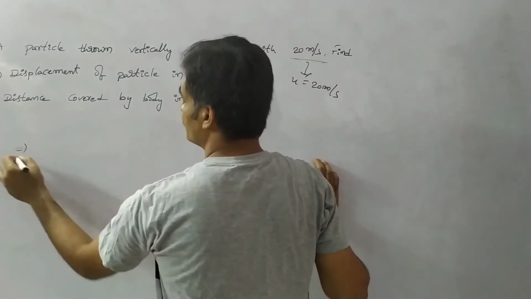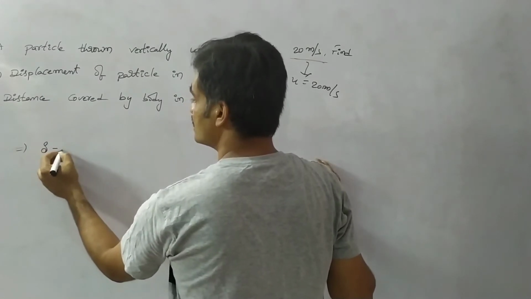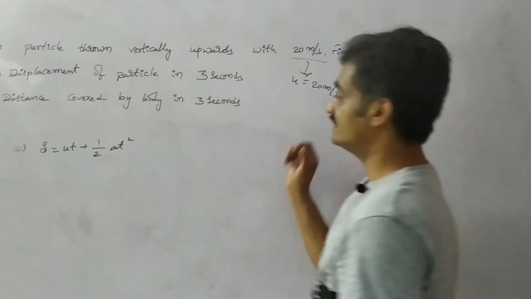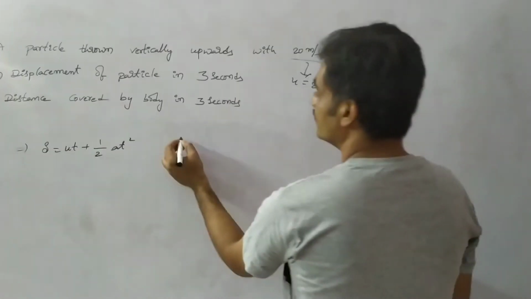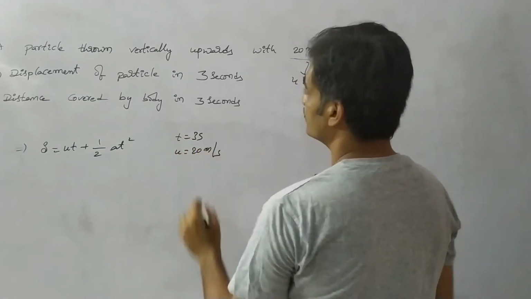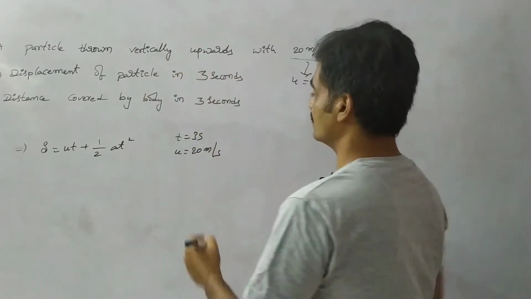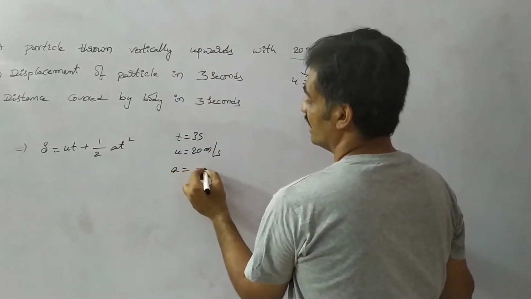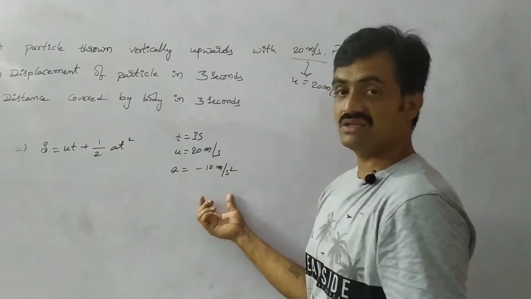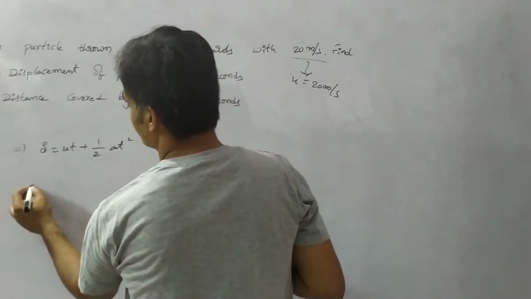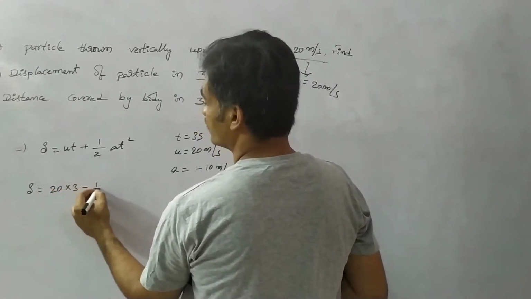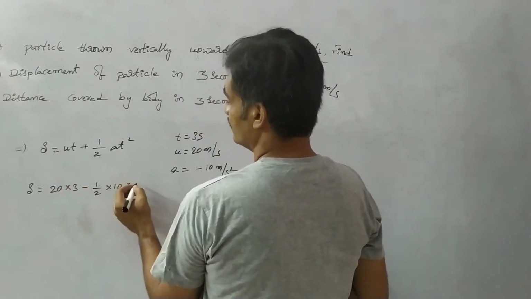In order to find the displacement, we consider the equation s equals ut plus half at square, where the time is 3 seconds and the initial velocity is 20 meter per second. The body is being projected vertically upwards, so acceleration due to gravity is minus g. g is approximately 10 meter per second square. If we substitute the values, we have s equals u, which is 20, into 3, minus 1 by 2 into 10 into 3 square.